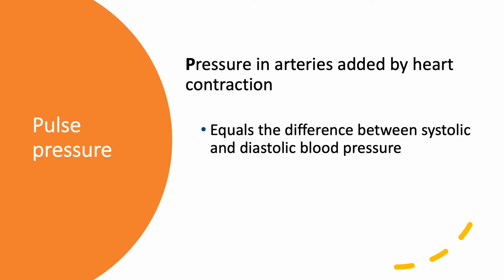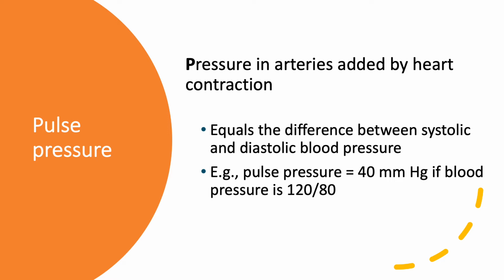A good way to think of pulse pressure is that it's the pressure in the arteries that's added by the contraction of the heart. So as a baseline, we have the heart in diastole, we have our diastolic blood pressure, and then how is that going to change with a contraction of the heart when the heart is in systole? Okay, so it's the added pressure. So it equals the difference between the systolic and the diastolic blood pressures. So that gives us a pulse pressure of 40 millimeters of mercury, the difference between 120 and 80.